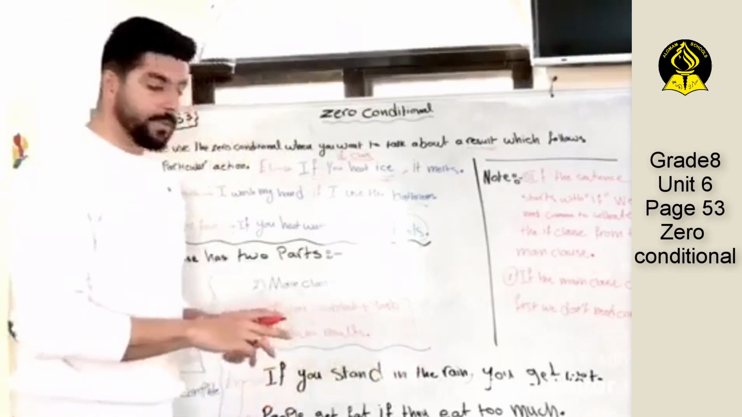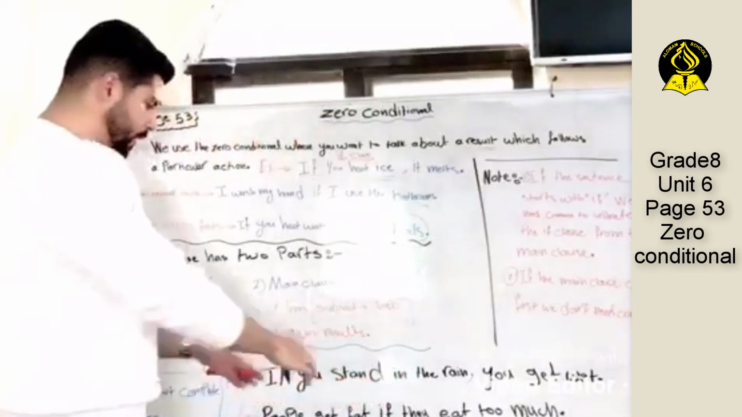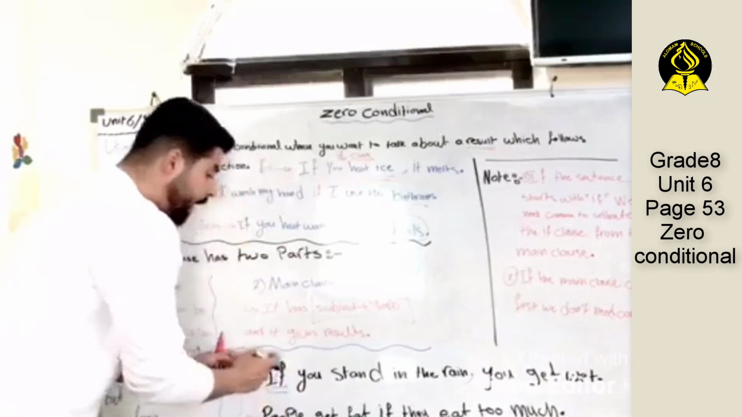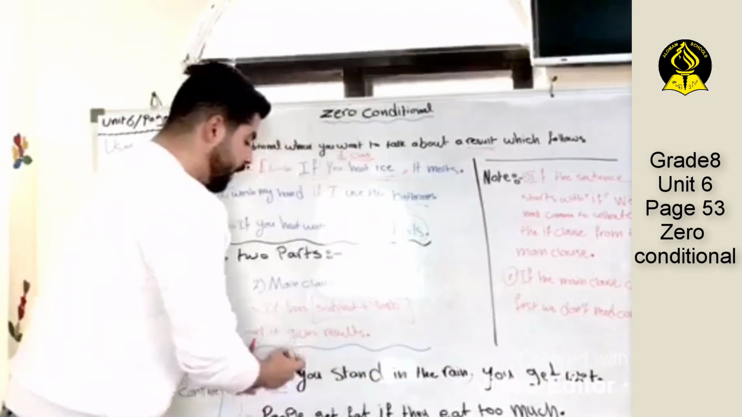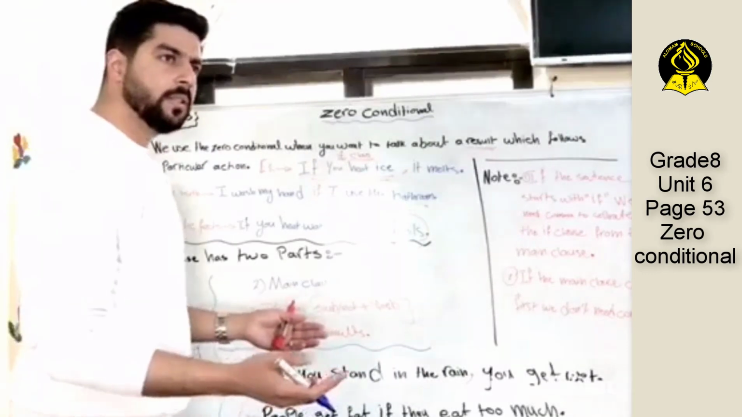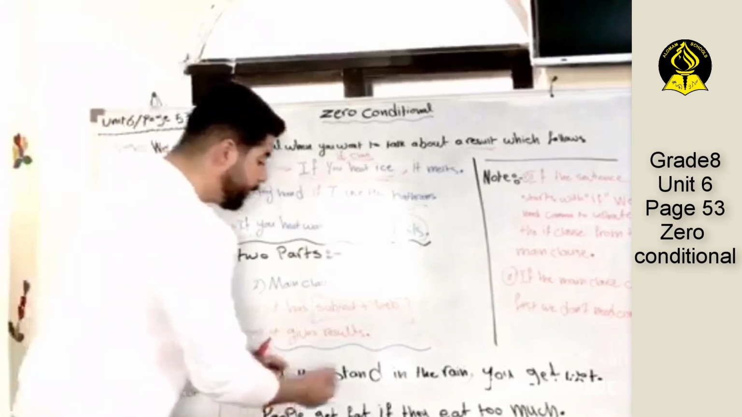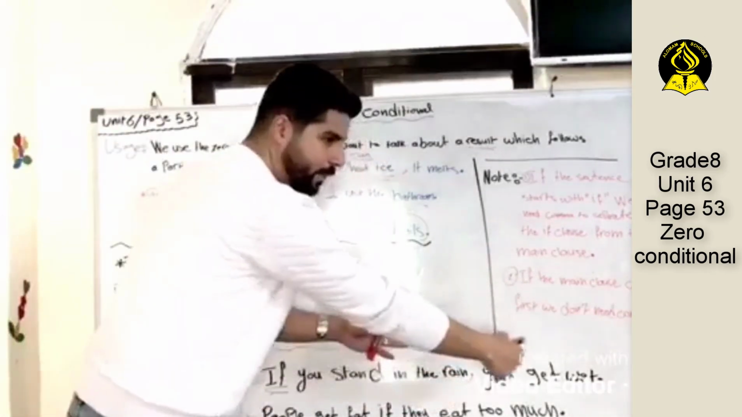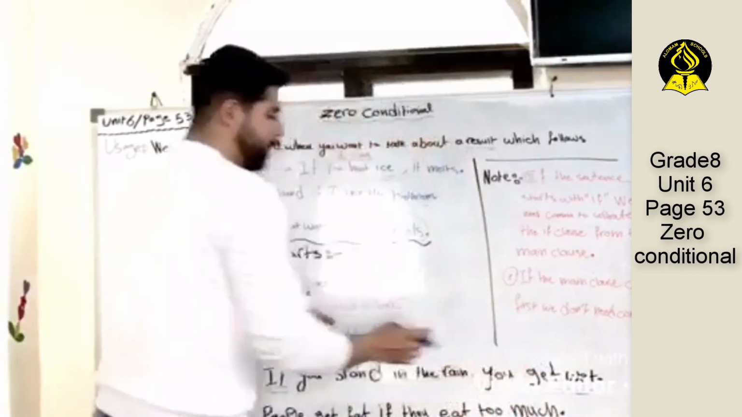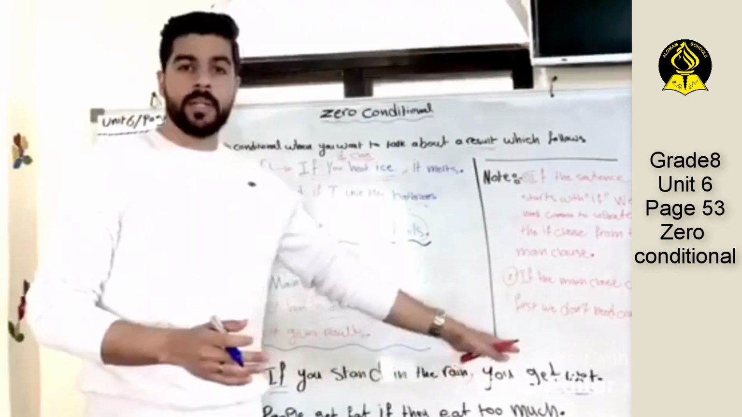if you stand in the rain, look here, this is if clause because the sentence starts with if. If you stand in the rain, what will happen? So it's not a complete sentence. Look for the result here, you get wet. So this is the result. If you stand in the rain, you get wet.